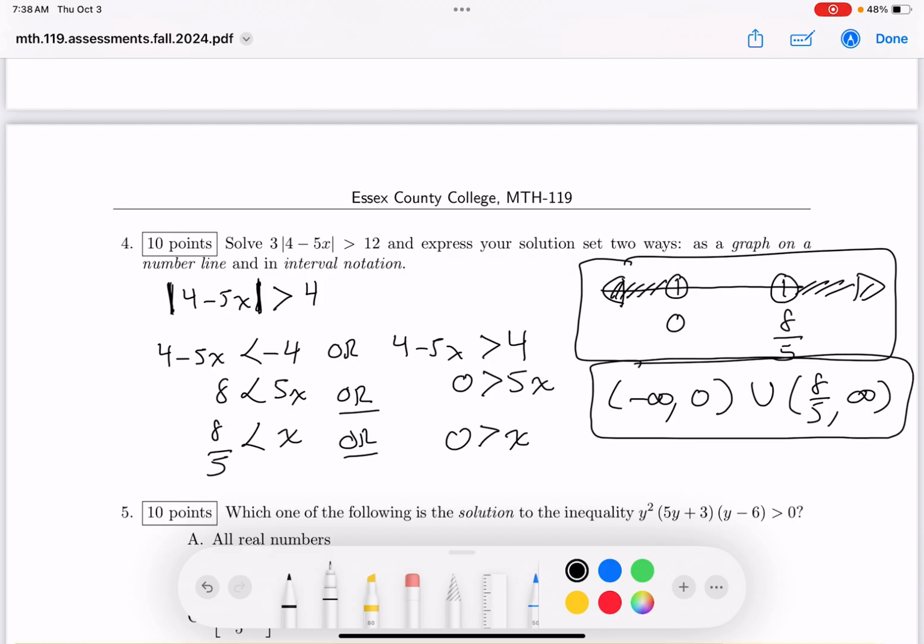All right, so I'm going to say that one's done. And, you know what? I just noticed, let me just make sure I'm doing this right, by the way. This is problem number 4. I'm looking at my sheet, because when I write exams, I make sure I'm giving the right exam. Yep, I'm giving you the right exam. So the answer is -infinity up to 0, and then 8/5 to infinity.